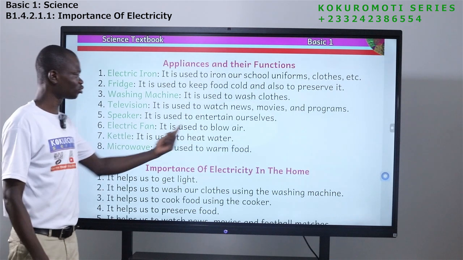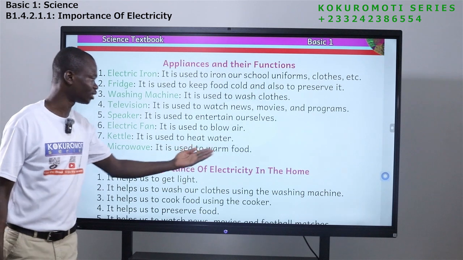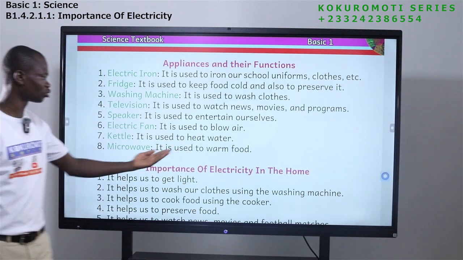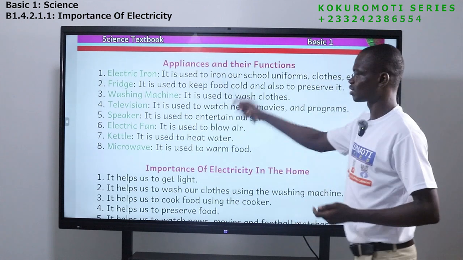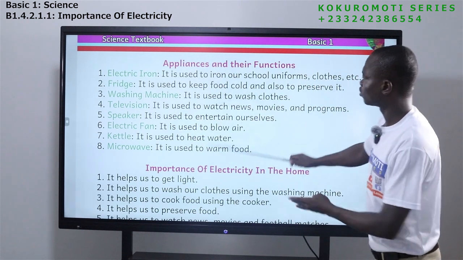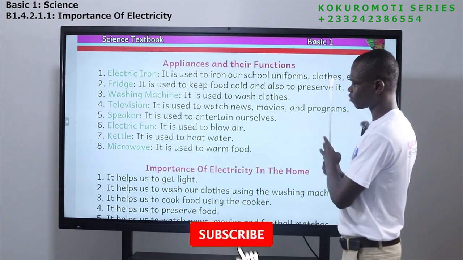Electric fan. It is used to blow air. We have a kettle, it is used to heat water. Microwave, it is used to warm food. So these are some appliances that we use at home and the functions that they perform.